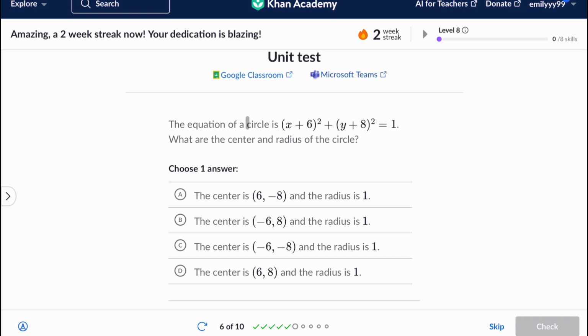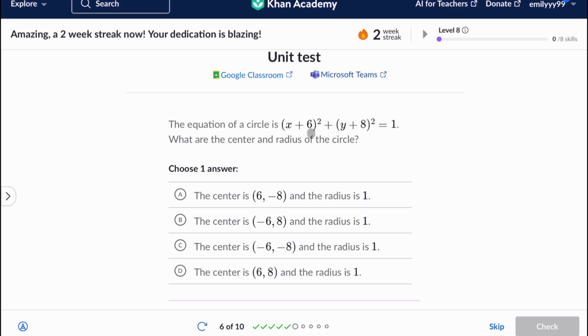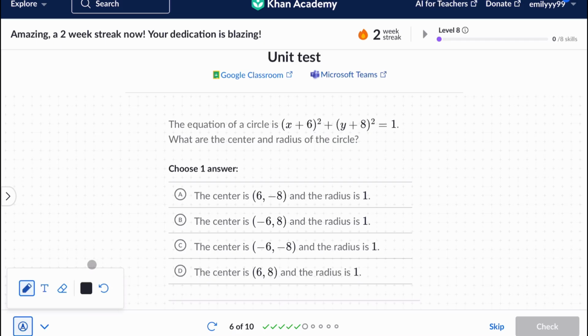Cool. The equation of a circle is this. What are the center and radius of the circle? Of course, you can just plug this into the Desmos calculator, but I will show the work. We'll plug it into the calculator, but right now I want to show you guys.